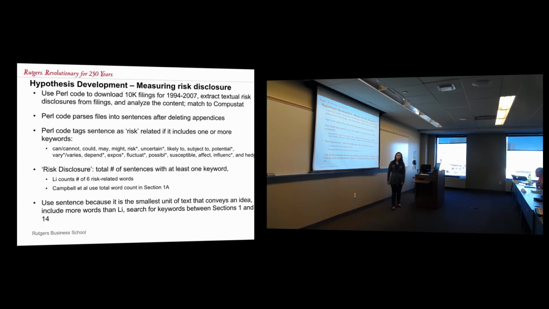So then the question is, how are we going to measure risk disclosures? The authors use Perl code to download 10Ks from the SEC website and also to analyze the content of the 10Ks. The Perl code separates the files into sentences and deletes the appendices. It also tags sentences that represent risk if the sentences include one or more of these keywords. And actually, I had a problem with this approach because "may" or "likely to" represents uncertainty, but it doesn't necessarily represent a negative outlook; it could represent either a negative or a positive outlook.